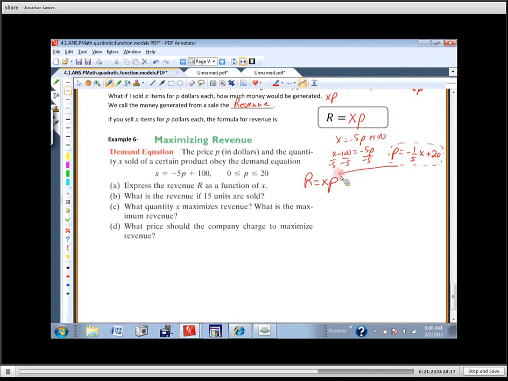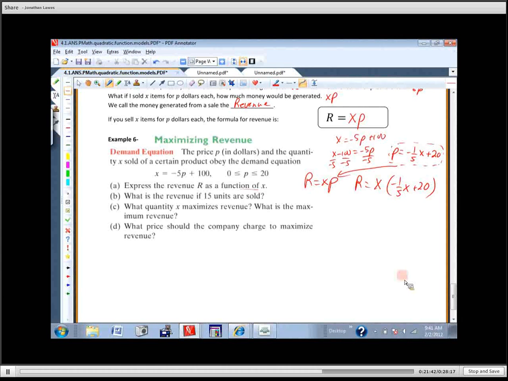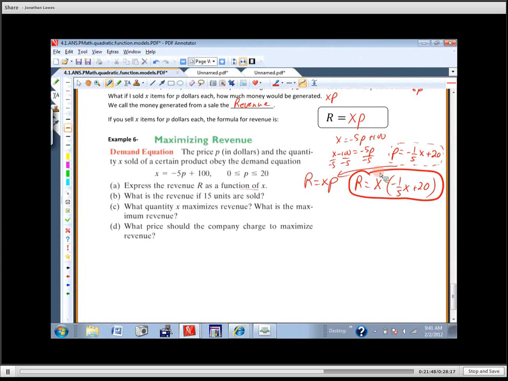Plug it in here. The instruction said express the revenue as a function of x. I've got the revenue as a function of x and p, so I want to change this. The revenue would be x times, what are we putting in place of p? Negative 1/5 x plus 20. That's the answer to the first part. That's all there is to it.